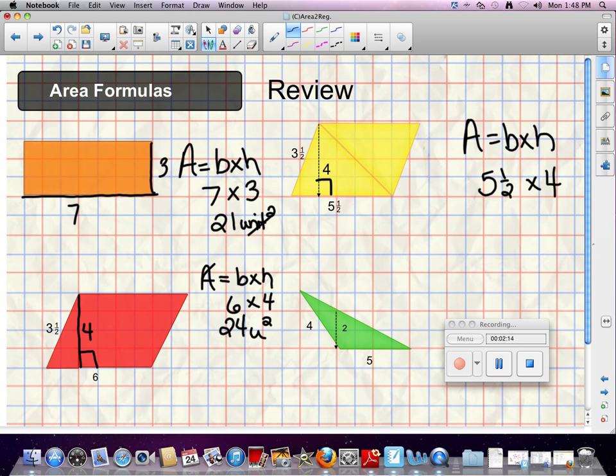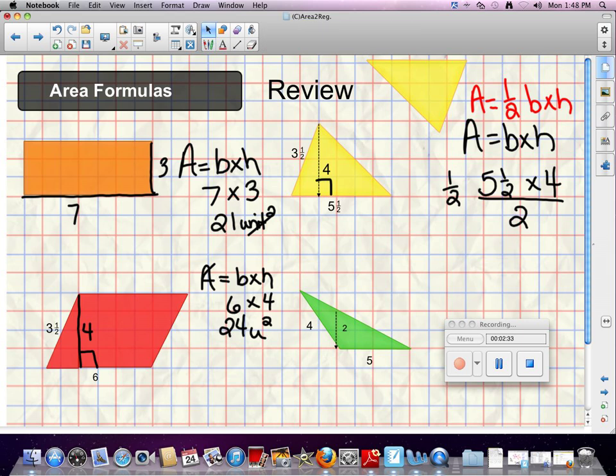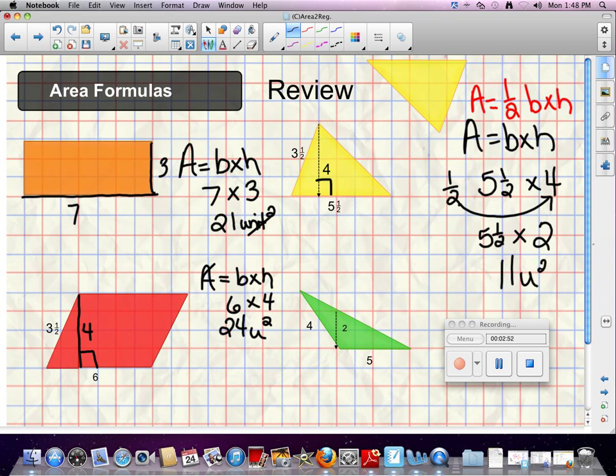Now, I don't have a whole parallelogram, I have a half. So I can either divide this all by 2 or do a half. So the formula for a triangle is actually area equals 1/2 of the base times the height. So I'm going to take off the divide by 2. I'm going to do a half of 4, because you can multiply in any order, which is 2 times 5.5. 2 times 5.5 is 11 units squared.